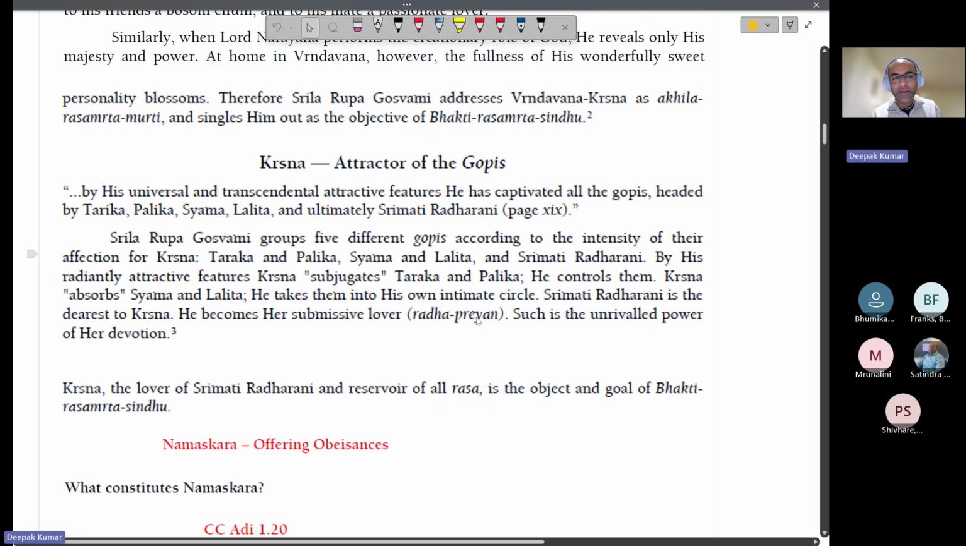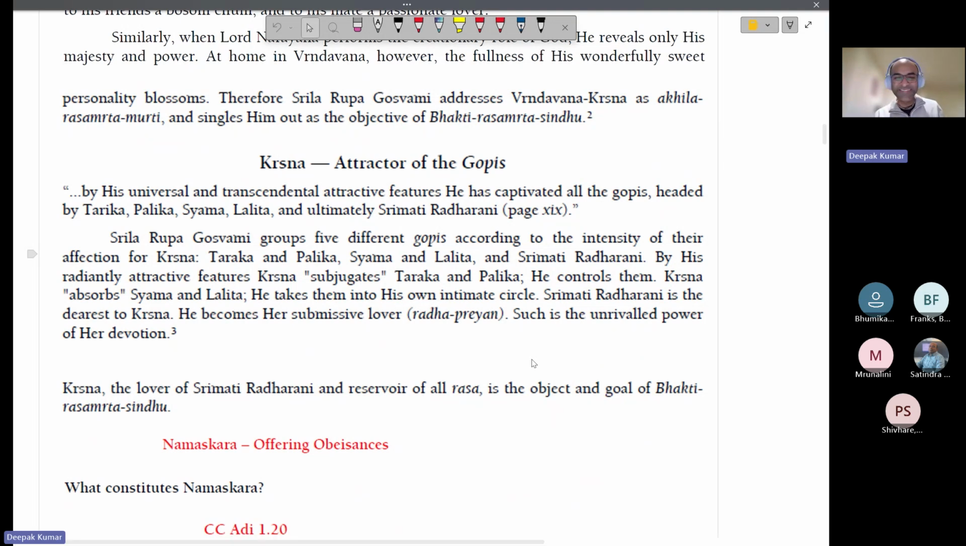Krishna absorbs Shyama and Lalita, so their mind is now totally controlled by Krishna. He takes them into his own intimate circle, and Srimati Radharani is the dearest to Krishna. He becomes her submissive lover.